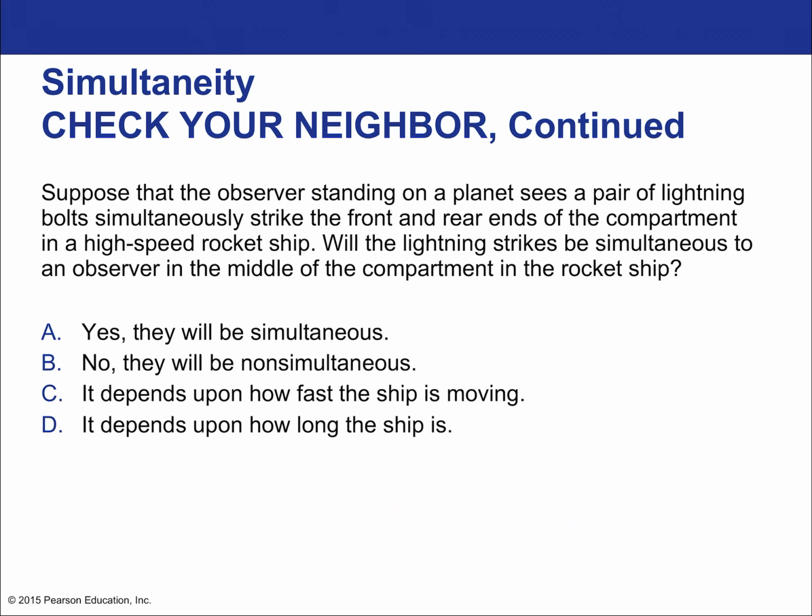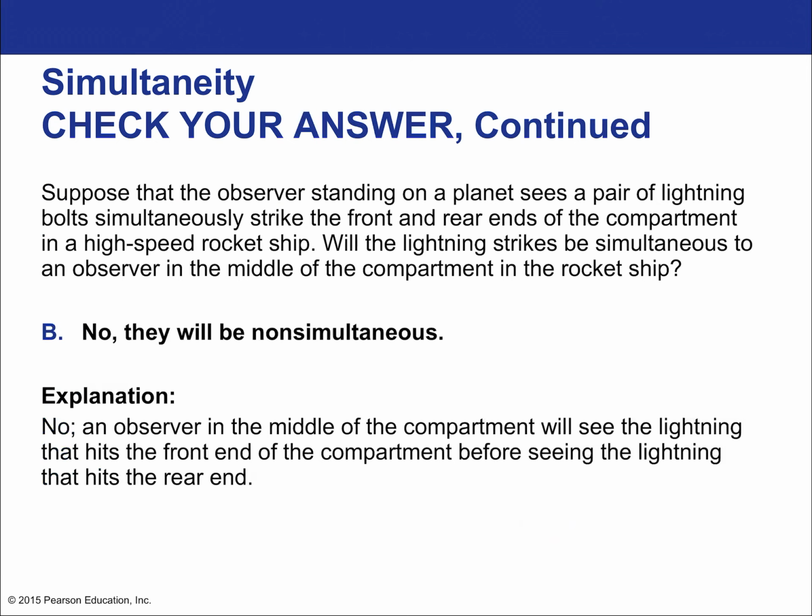Suppose that the observer standing on a planet sees a pair of lightning bolts simultaneously strike the front and rear ends of the compartment of a high-speed rocket ship. Will the lightning strikes be simultaneous to an observer in the middle of the compartment in the rocket ship? Okay? So someone on the planet sees them strike simultaneously. So, before we had an event that was happening from the point of view of someone in the rocket ship, and it was simultaneous, and someone on the ground said, no, it wasn't, okay? And it wasn't in their reference frame. Does it work the other way? Could it be simultaneous in the person on the ground's reference frame, and then non-simultaneous in the person in the rocket ship? Well, yes, of course, okay? So, absolutely.